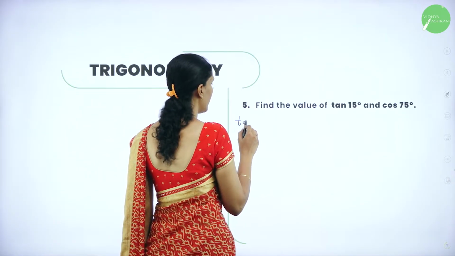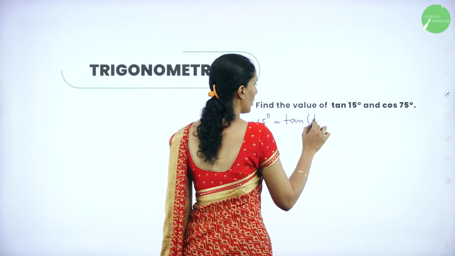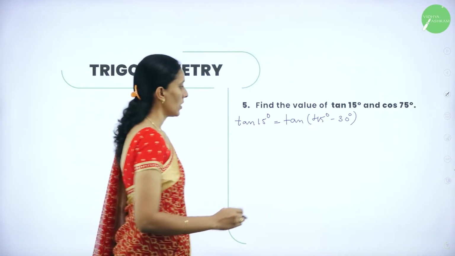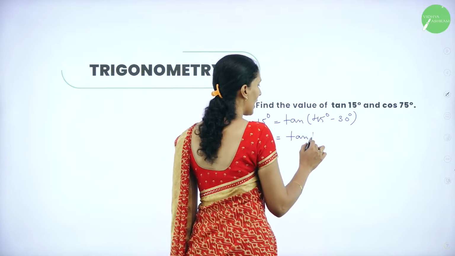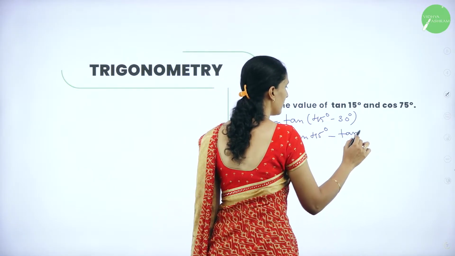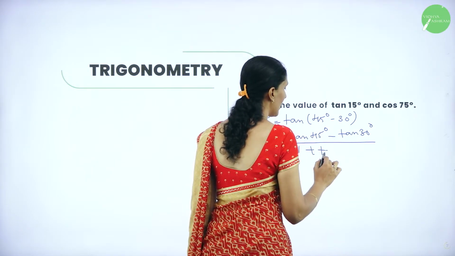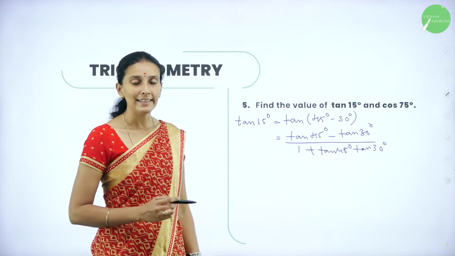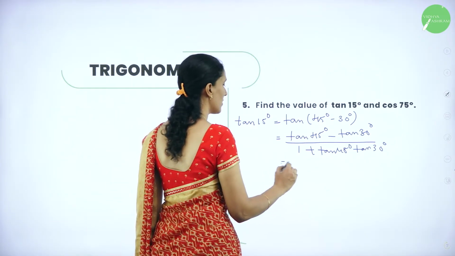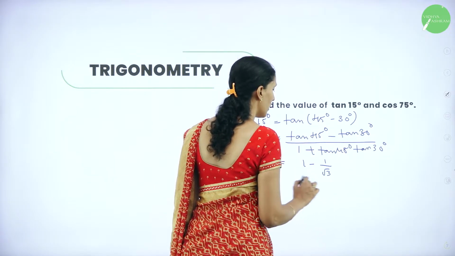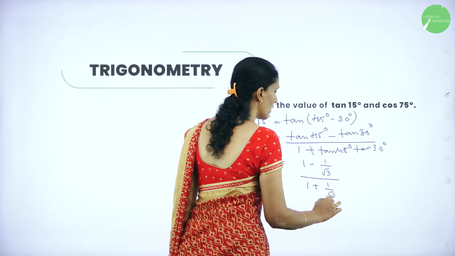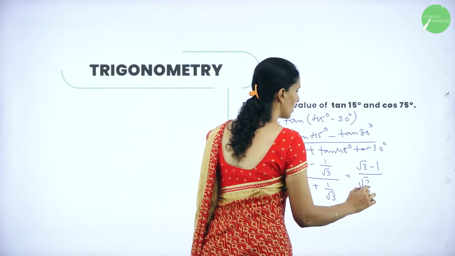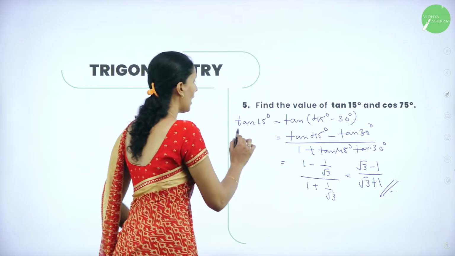I'll take tan 15 degree as tan (45 minus 30) degree, and I'll apply the formula of tan (A minus B). So tan (A minus B) is (tan 45 minus tan 30) divided by (1 plus tan 45 tan 30). The value of tan 45 is 1 and tan 30 degree is 1 by root 3. So this is (1 minus 1 by root 3) divided by (1 plus 1 by root 3). After solving this, you will get root 3 minus 1 divided by root 3 plus 1. So this is the value for tan 15 degree.